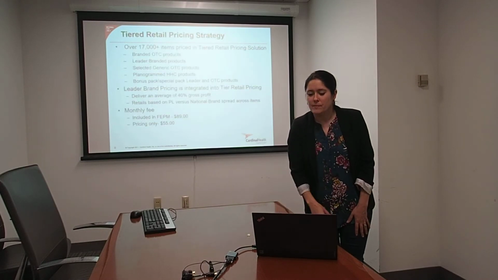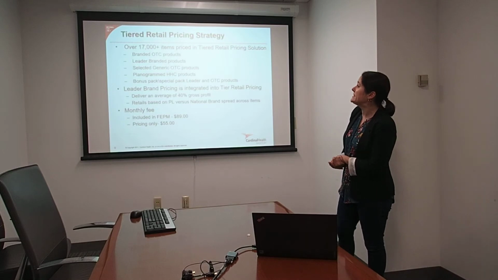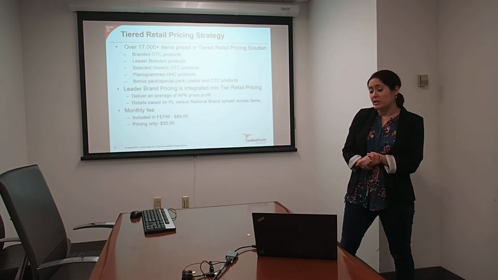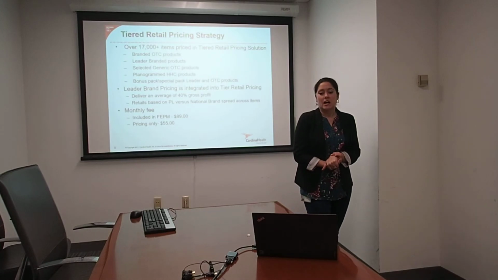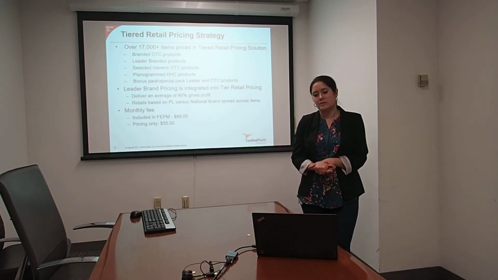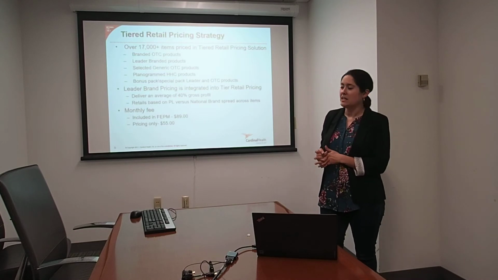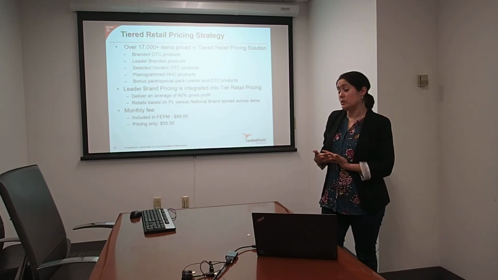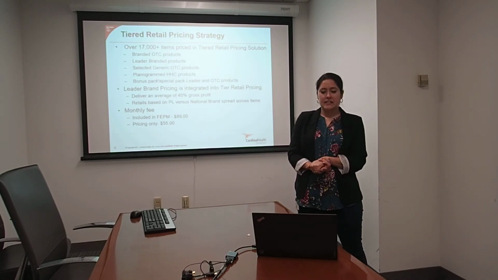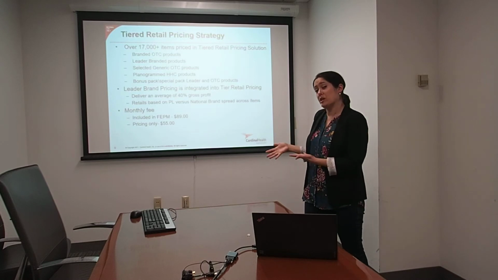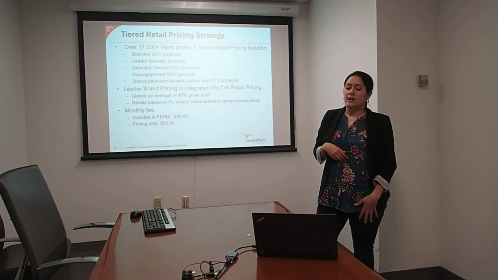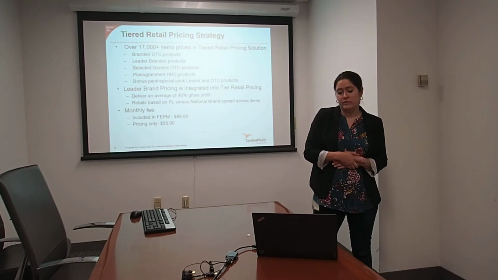So a little bit more information about our pricing strategy. There are over 17,000 items priced in the tiered retail pricing solution, including branded OTC, leader items, selected generic OTC items, planogrammed HHC items, and then bonus pack, special pack, leader, and OTC products. As I mentioned, leader brand pricing is included in that. They deliver about 40% gross profit on that, and the retails are based on their national brand equivalents. So there's spreads and ranges depending on the tier based on their national brand equivalents.